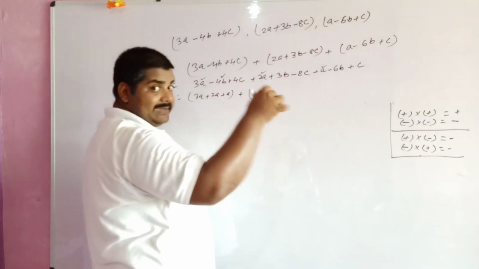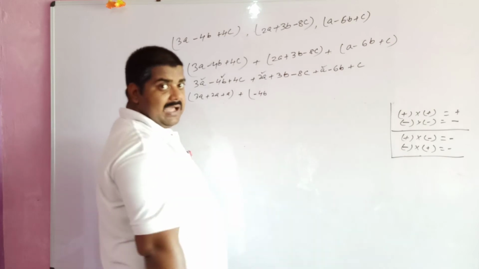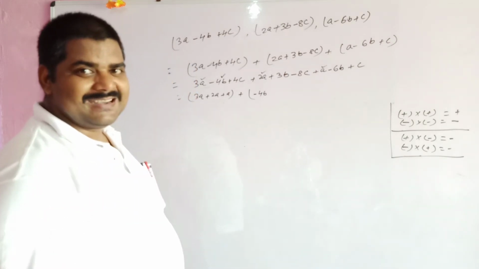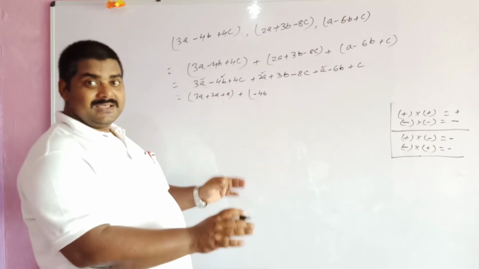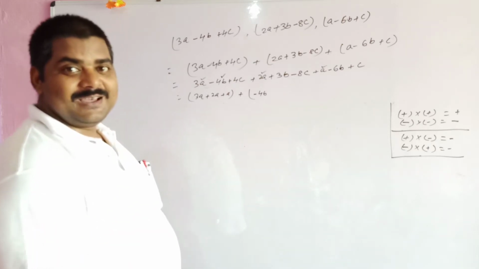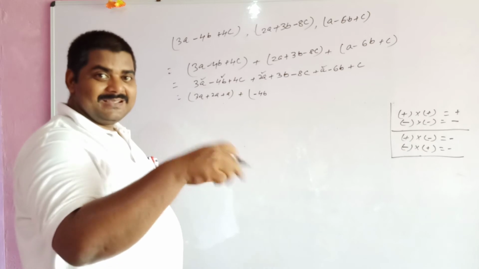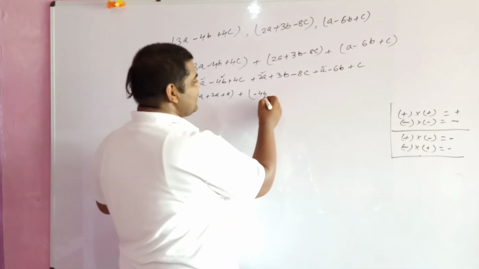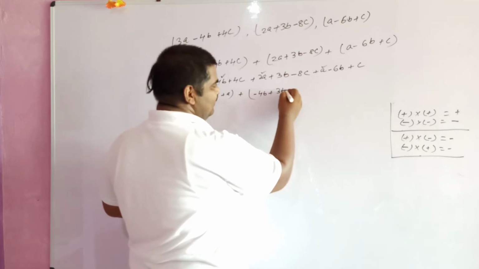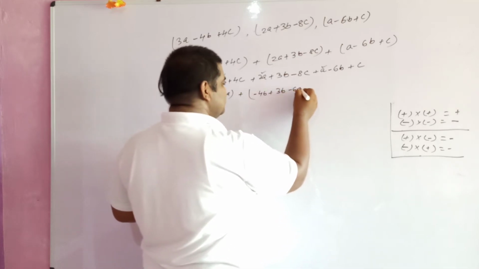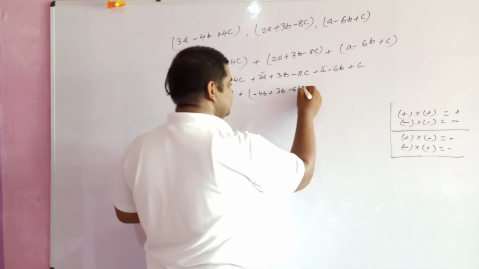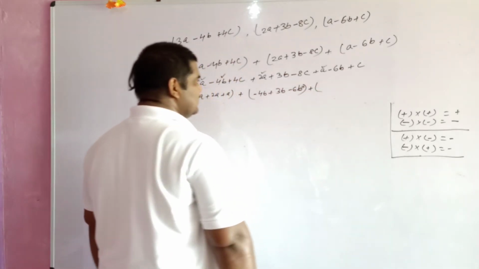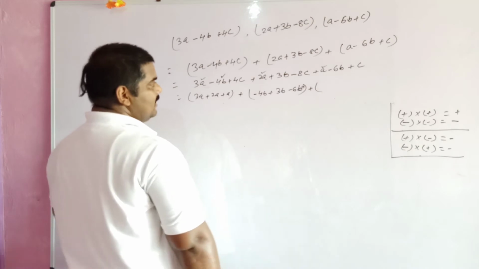No need to tick them. Tick I have just used only to make you better understand. It is not necessary to do while doing the operations. No need to tick them. Minus 4b plus 3b minus 6b, and then you can write plus, and what is the third one?